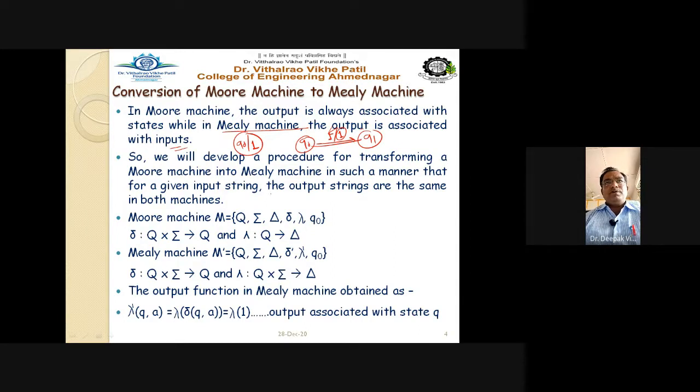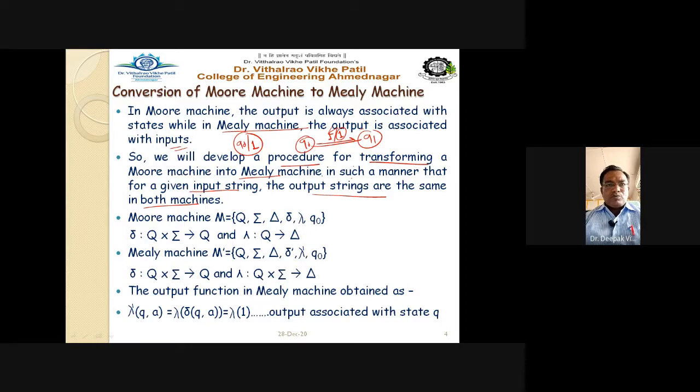So we will develop a procedure for transforming a Moore machine into a Mealy machine in such a way that for a given input string, the output strings are the same in both the machines. So that is obvious. Though you are going to input the same string to the different machines, the Mealy as well as the Moore machine, the output must be the same.